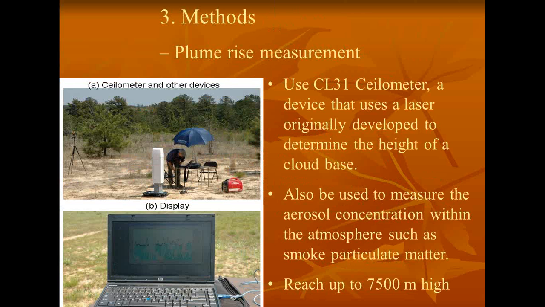So the approach we used basically three things. One is we measure plume rise, using equipment called a ceilometer. This is a device originally to determine the height of clouds. But in recent years, there are more applications to air pollution research in urban areas, also in the countryside. This device can reach up to 7,500 meters high with a frequency as high as 2 seconds. It can detect as many as 3 pollution layers vertically.